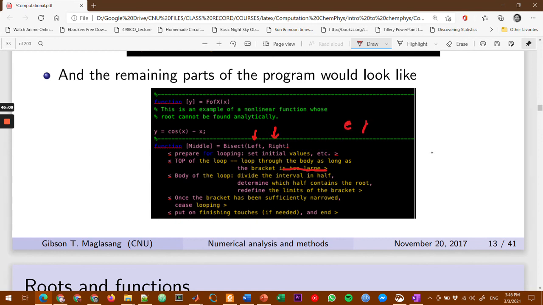XL minus XR is greater than epsilon. Okay? And then the body of the loop is where you divide the interval into half. Determine which half contains the root, whether it is on the left or on the right. If it is on the left, you redefine the limit. If it is on the right, you redefine the limit based on the algorithm earlier. So once the bracket has been sufficiently narrowed, cease the looping. So you stop the program, quit, and then you print.